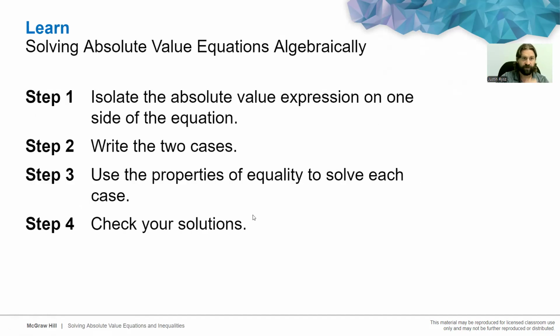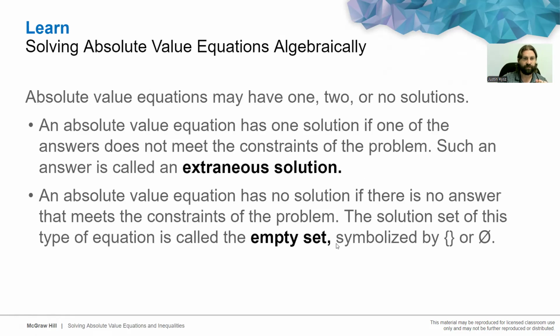So one thing we want to do when we're solving is basically follow these 4 steps. The first thing we got to do is isolate the absolute value expression. So we want to get the entire expression by itself on one side. Then once we do that, we're going to split up into 2 problems. We're going to write 2 cases. We use the properties of equalities and solve normally. And then the last thing we must do here is to check our solution. That's going to be really key for this section here.